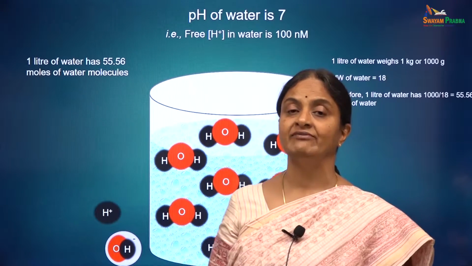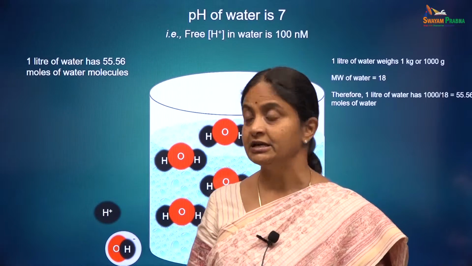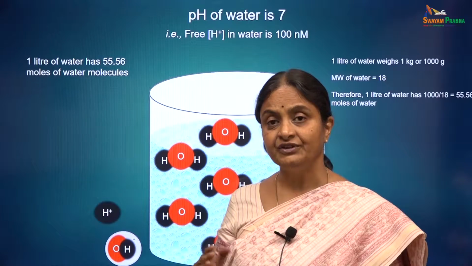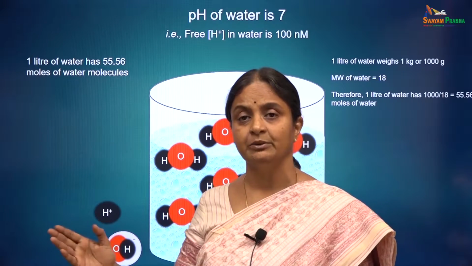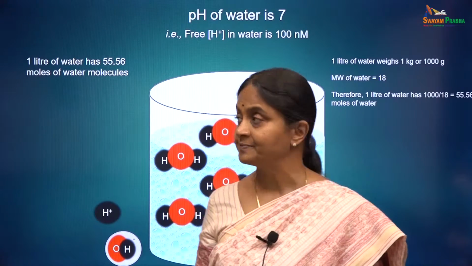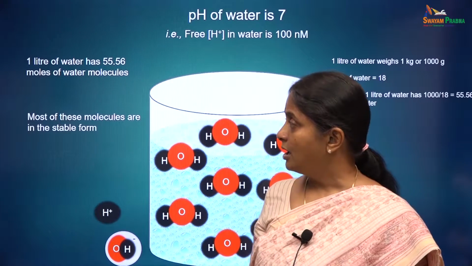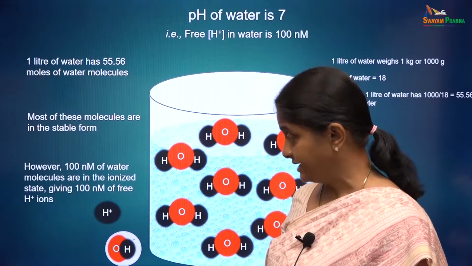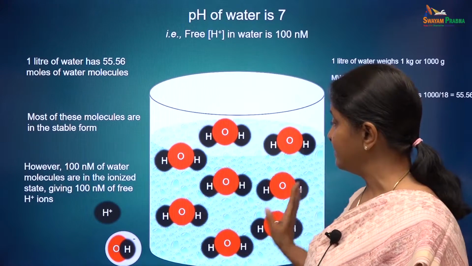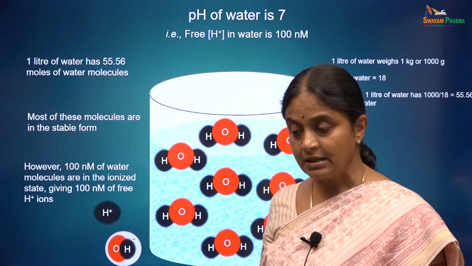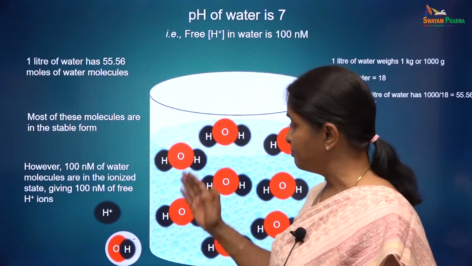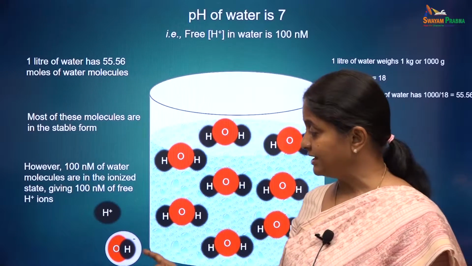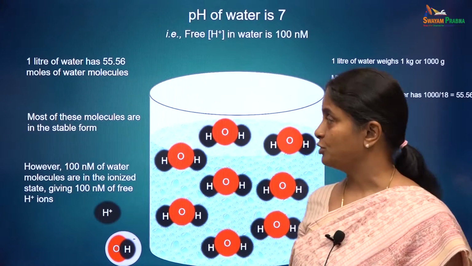And each mole will have the Avogadro's number of molecules in it. Therefore, these many moles will have 55.56 into the Avogadro's number of water molecules. Of that, only 100 nanomoles of water molecules are ionized, whereas most of them remain in the stable state. We will now see what proportion of the stable water molecules is made up of the ionized water molecules.